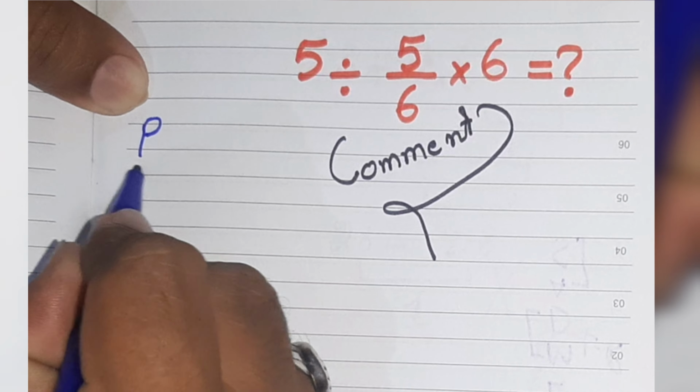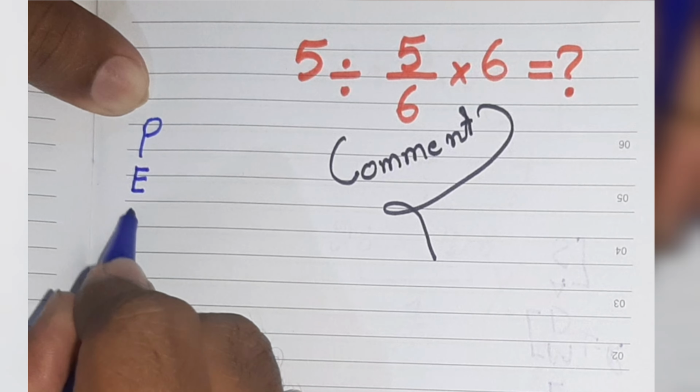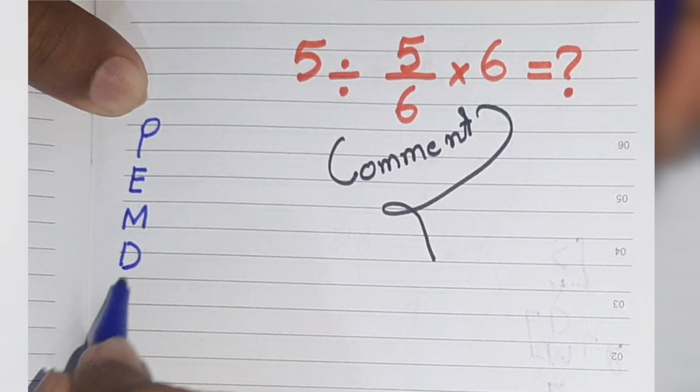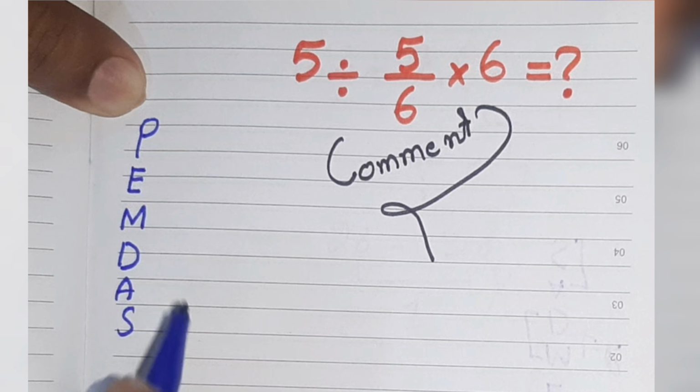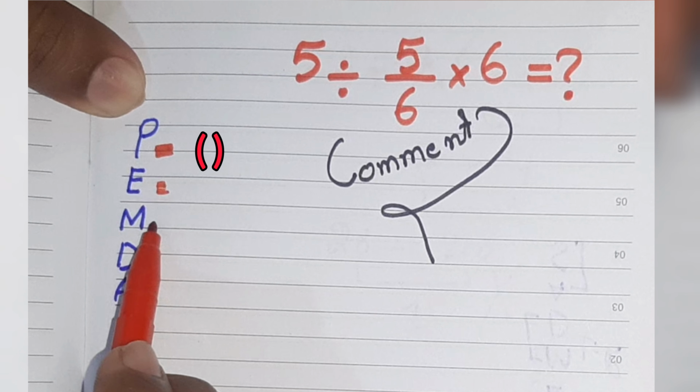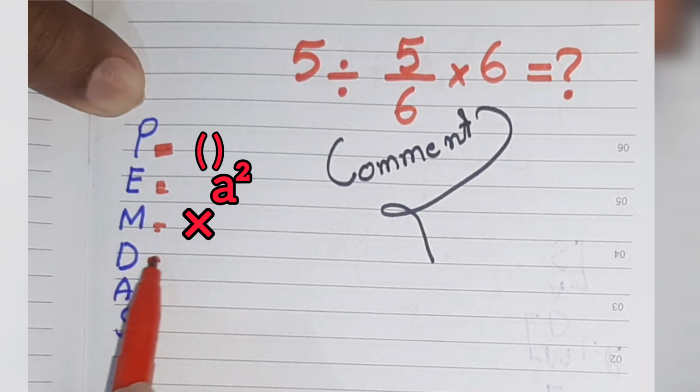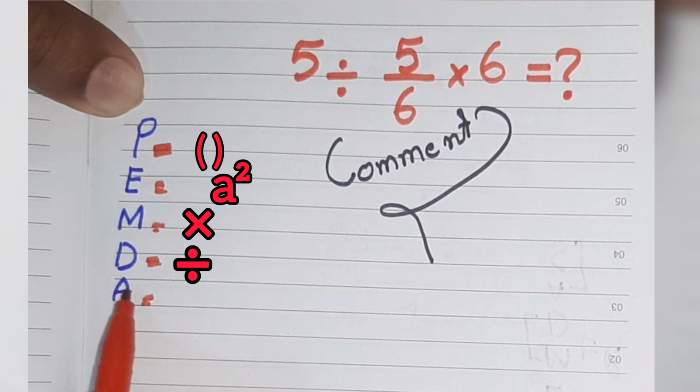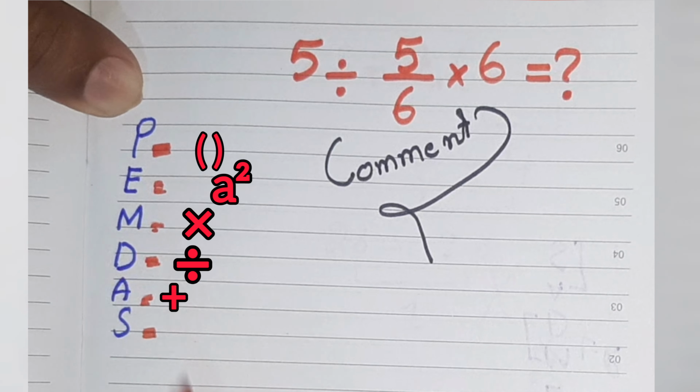All right. Now let me walk you through, step by step, how to solve this expression properly. To solve this question, we must follow the PEMDAS rule. In this rule, P stands for parentheses, E stands for exponent, M stands for multiplication, D stands for division, A stands for addition, and S stands for subtraction.